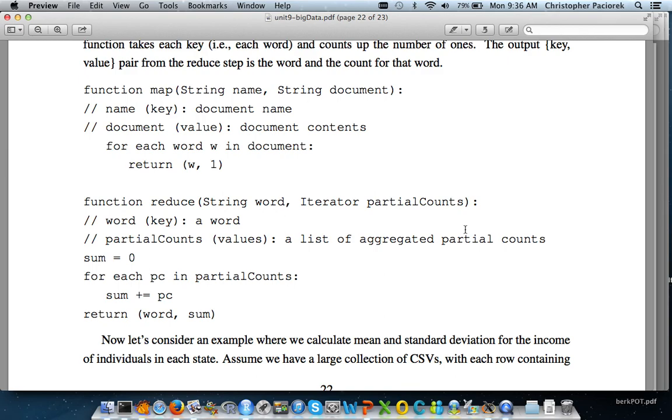The reduce step is pretty straightforward here. I'm just iterating through the values in this object, and I'm adding to my sum, and that's just going to count up the number of words. And then I'm going to return back the key, which is still the word identifier, and then that sum that I created.